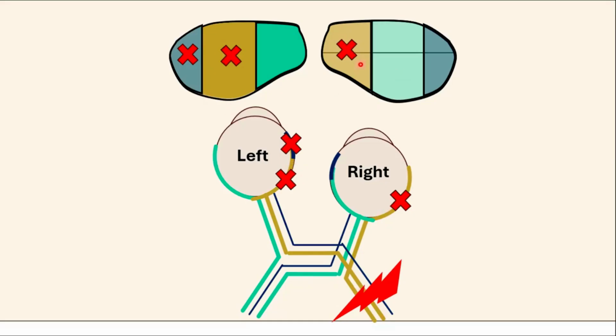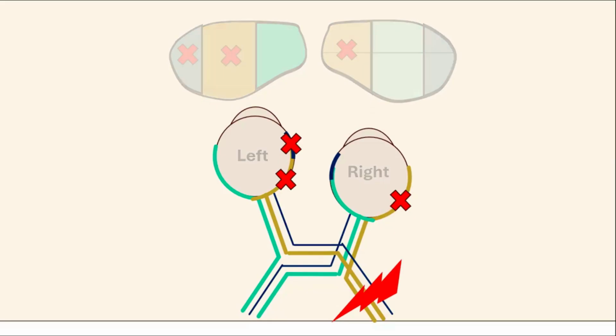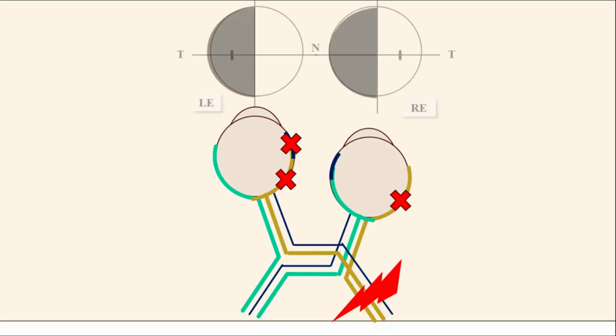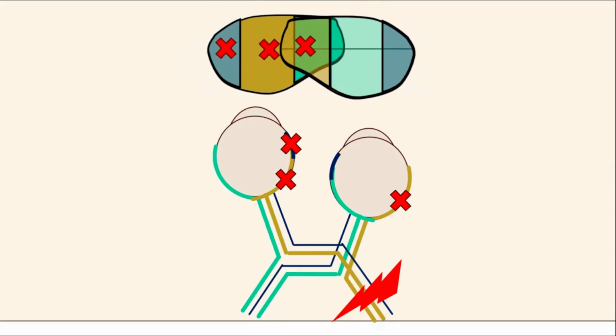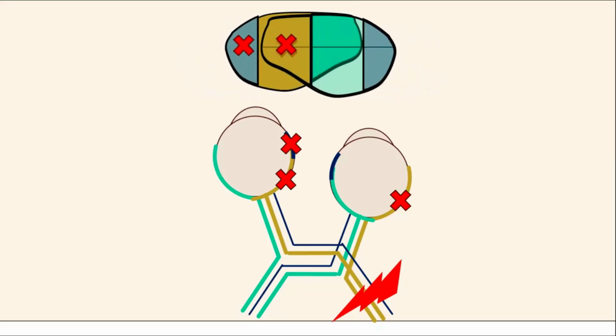So the nasal field of the right eye is considered the left side of this field, and the temporal field of the left eye is considered the left side of this field. And that's why we say the left hemifield of each eye. Under binocular conditions, there is an overlap. So the end result is that the left side of the binocular vision is lost. And we talked about this before.